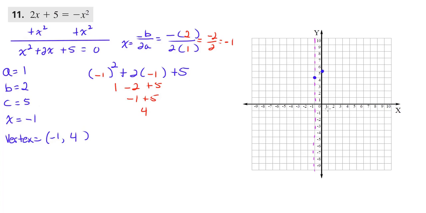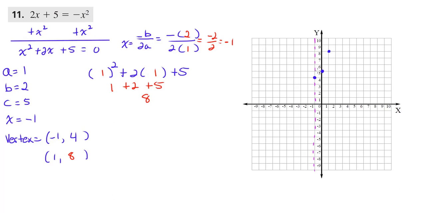And once again, let's go ahead and find what is y when x is 1. So we're going to plug in 1 here and work this out. 1 squared is 1. 2 times 1 is 2. Bring down the plus 5. And 1 plus 2 plus 5 is 8. So we have the point 1, comma 8. And that's going to be right here.